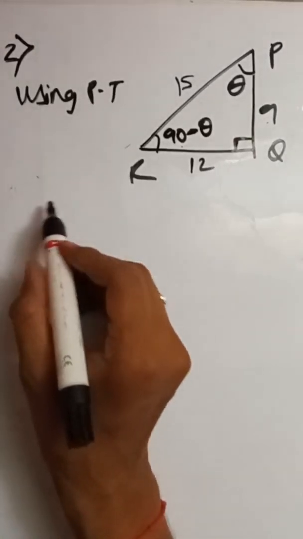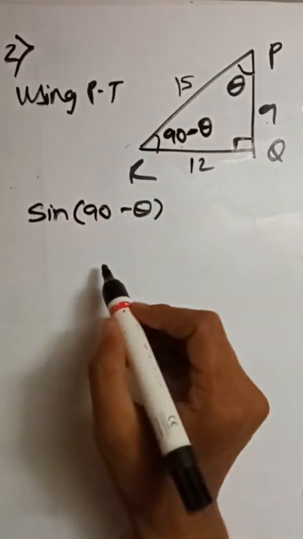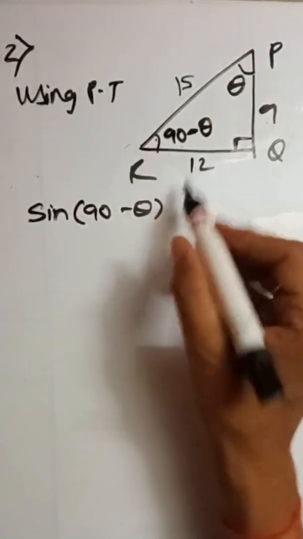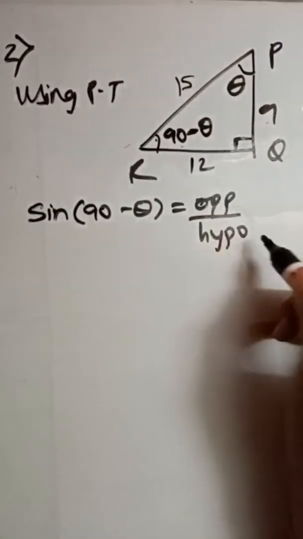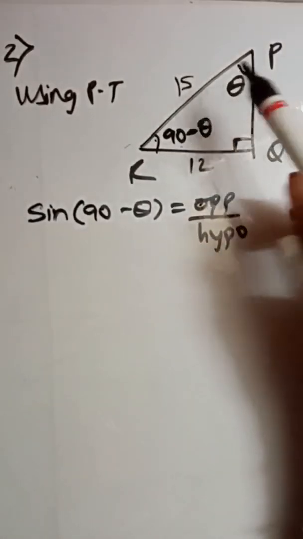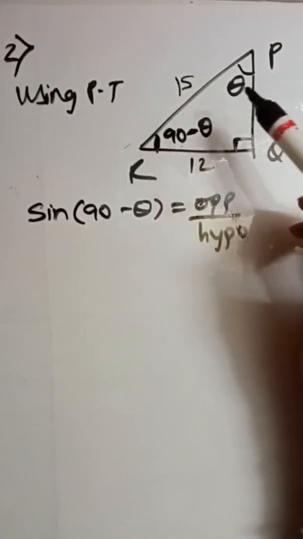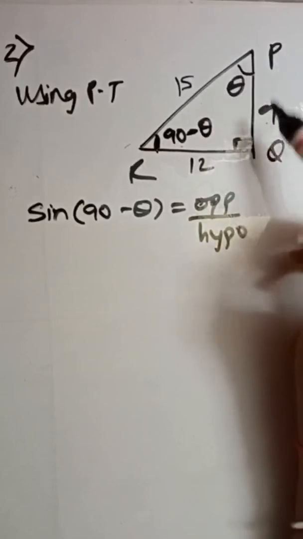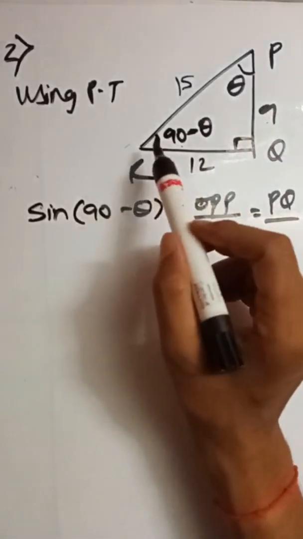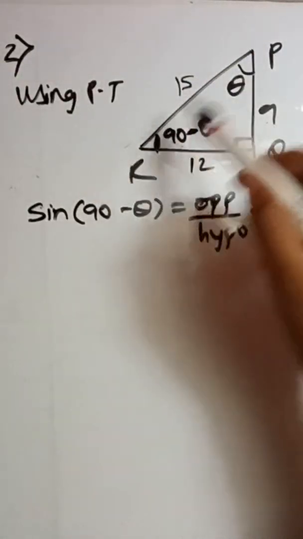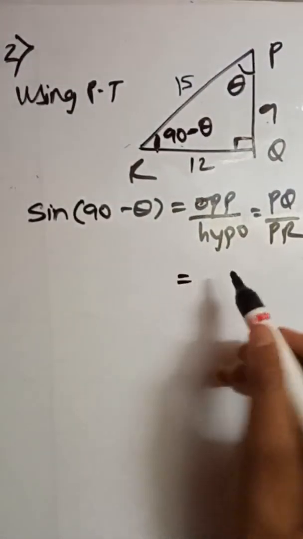First, we have to find the value of sine 90 minus theta. What is sine? Sine is opposite upon hypo. Correct? Where is 90 minus theta? Here. So for 90 minus theta, which is the opposite side? PQ is the opposite side. Okay. So opposite is PQ. And hypo is 15, PR.